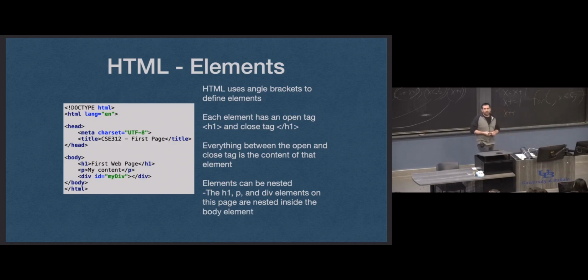So HTML is made up of elements, and these elements can be nested as much as we want in a tree structure. Our top-level element, or the root node of our tree, is the HTML element, which has two child nodes, the head and the body. The head has children of meta and title. Body has children of h1, p, and div. And these elements can be nested as much as we want, as long as it makes sense to nest them.